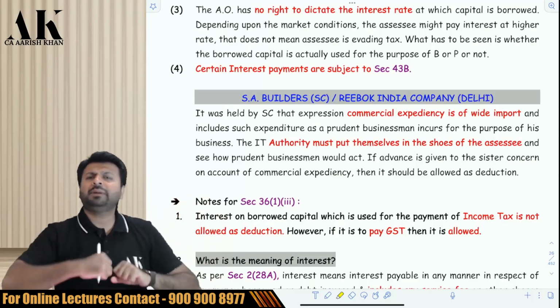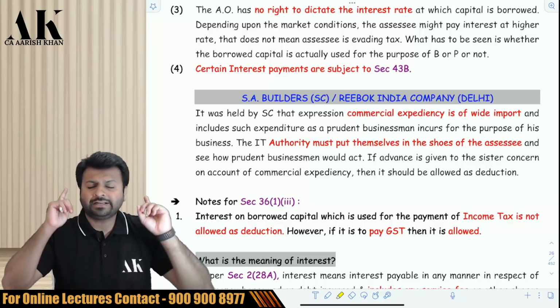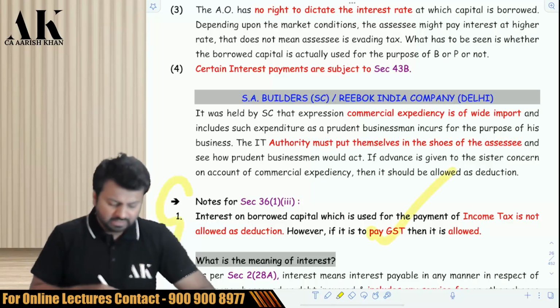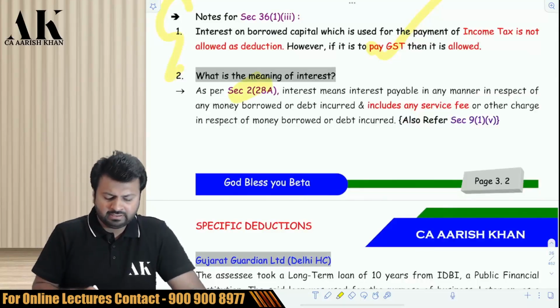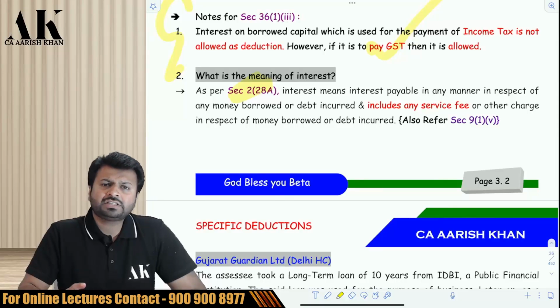If I take a loan for the purpose of paying GST, will that be allowed as a deduction? Absolutely yes. See here, this is a very important issue. Now, we are talking about interest in 36(1)(iii). Is the term interest defined? Yes, it is defined in section 2, clause 28A.